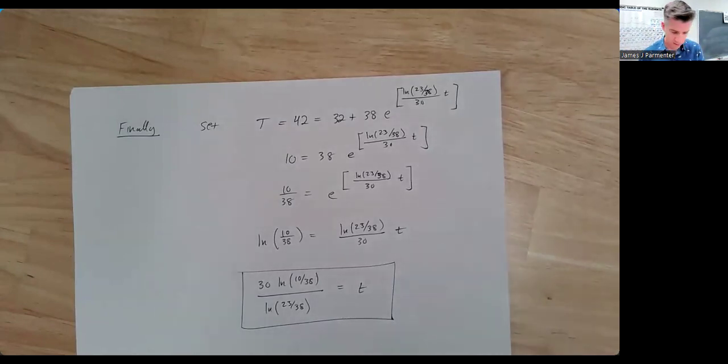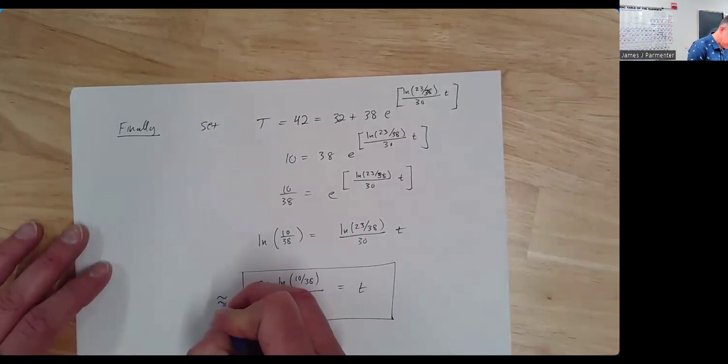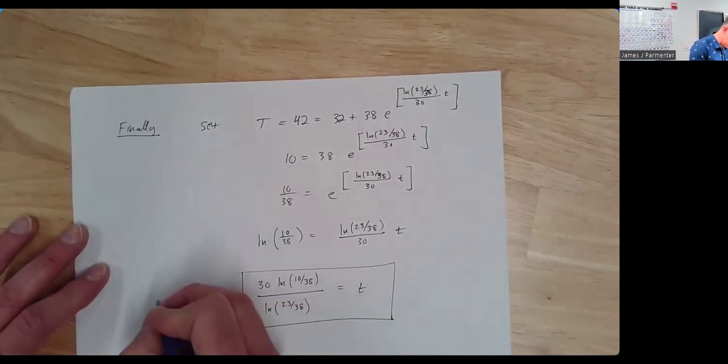If we use a calculator here to calculate 30 times the natural log of 10/38 divided by the natural log of 23/38, we get a value that's about way too long to wait for your drink to get cold. It's approximately, it's not too long. Sorry, I was thinking it was hours for a second. So this is approximately 79.76 minutes.